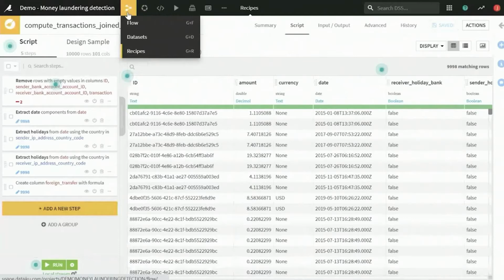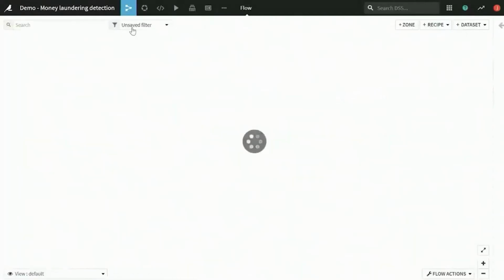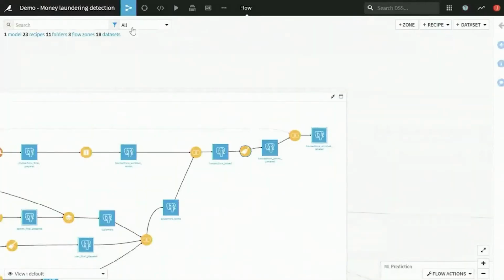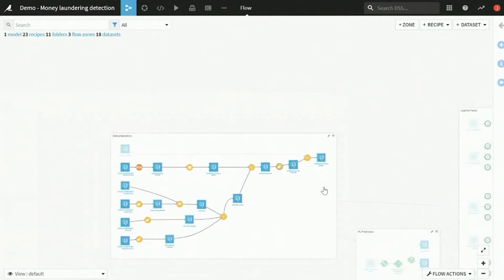Okay, so let's go back to the flow now. Ultimately, this data ends up in this big table. So that's for the data preparation part. Now let's look into how to use that to make predictions via machine learning.